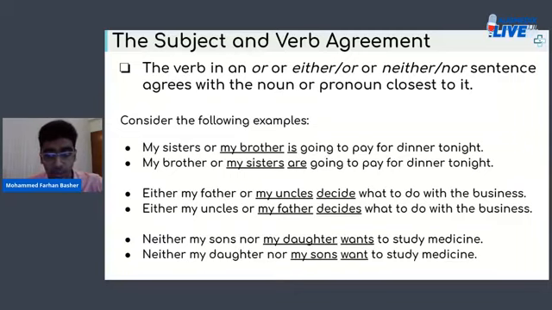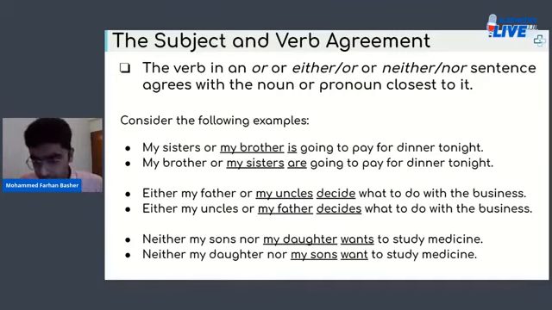In this case, the verb wants is being kept in the singular form because it's following a subject which is singular, which is daughter in this case. So neither my sons nor my daughter wants to study medicine. But in the very next example, the subject phrase is reversed, and we have neither my daughter nor my sons want to study medicine. Since the subject sons is plural, the verb following is also plural, which is want. Neither my daughter nor my sons want to study medicine.